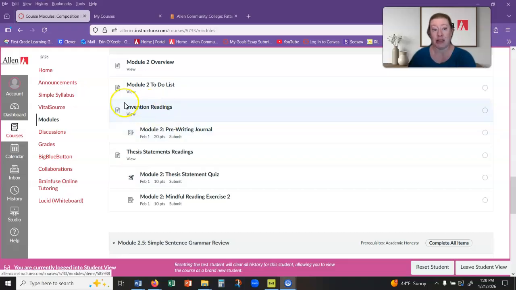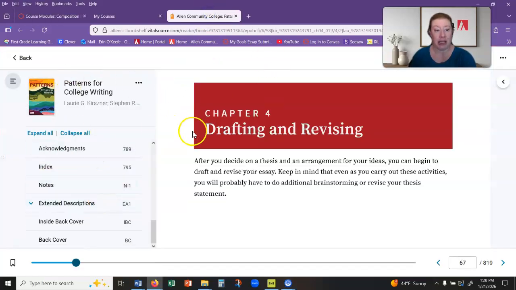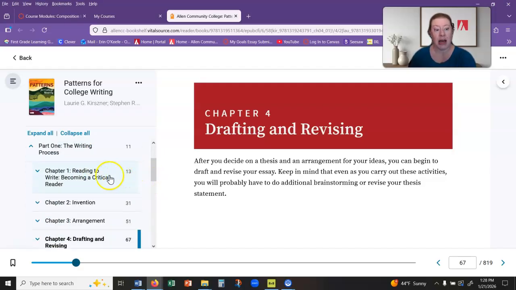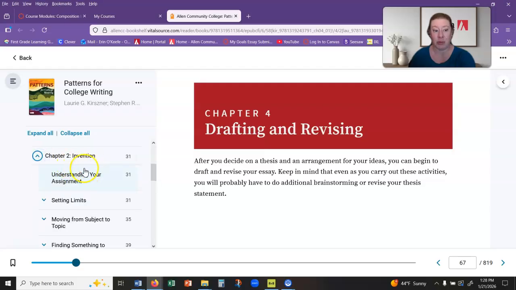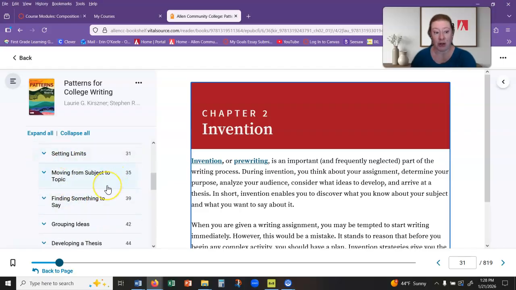So the chapter that we're looking at is called Invention, and you get into the patterns textbook. If you haven't yet, you want to make sure that you can do that. This chapter 2, Invention, is where we're going to spend a lot of time here at the beginning of the semester. The second chapter really goes over how to get into the assignment itself. What are you going to be writing about? How do you analyze the writing assignment? And then what sort of limits do you need to set for yourself right away so that you don't write something that doesn't match the criteria?